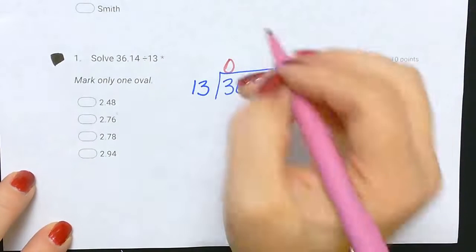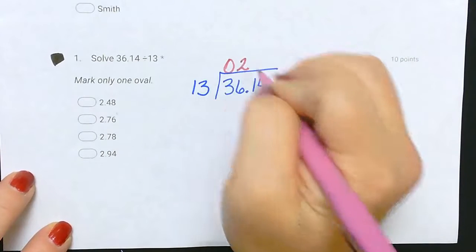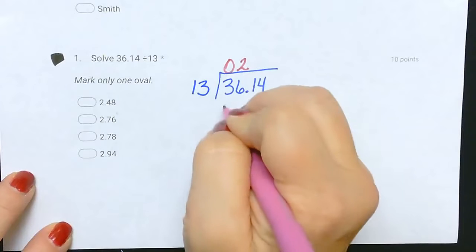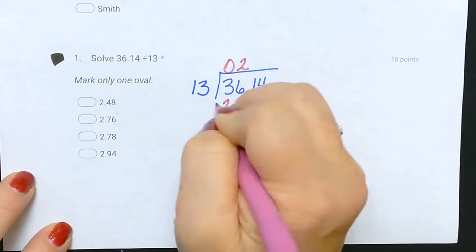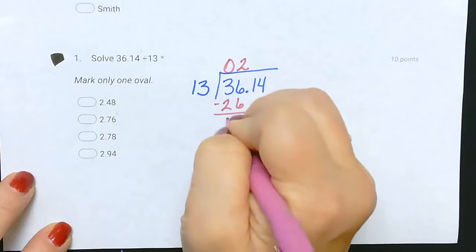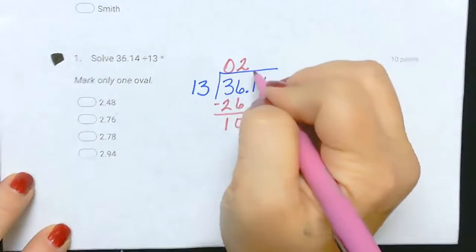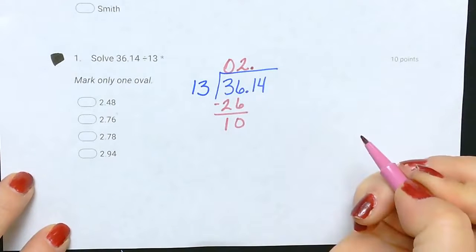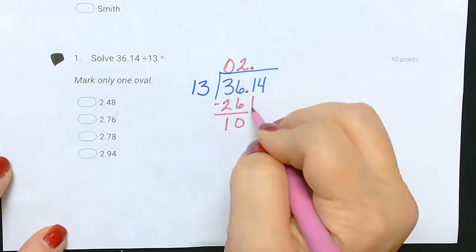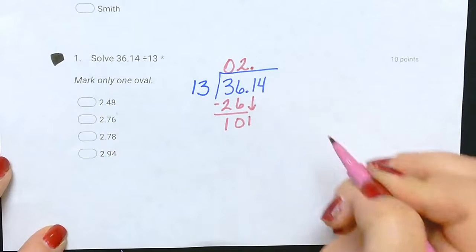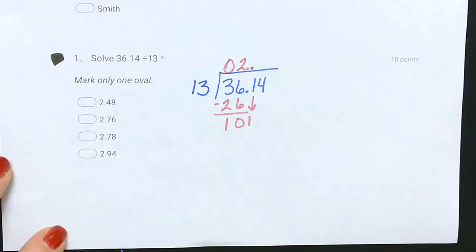Then I divide 13 into 36, which would be 2. 2 times 13 is 26, and so when I subtract, I get a difference of 10. I'm going to put my decimal point up here so I have it in the right spot, and now I bring down my 1. I need to figure out how many times 13 can go into 101.